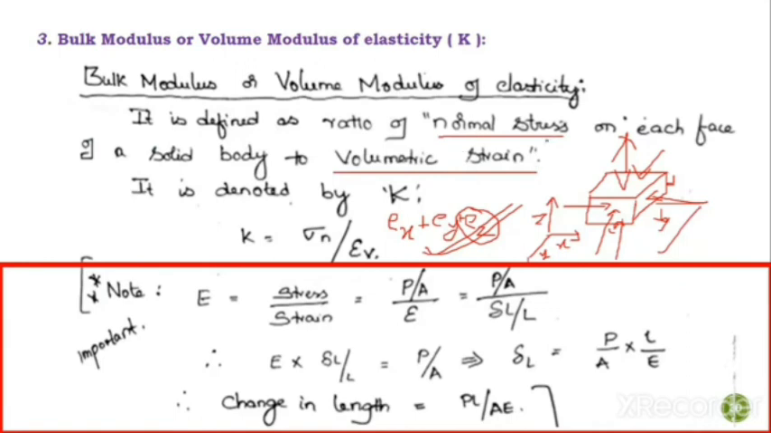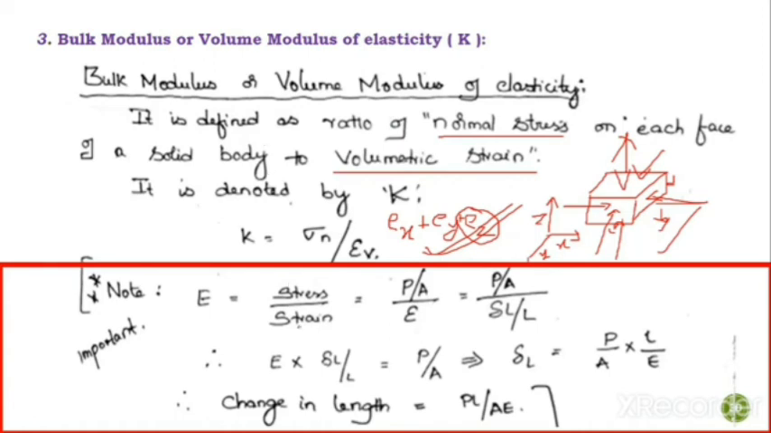What is normal stress? Normal stress is the stress that is caused because of normal forces. See here, each and every force is acting perpendicular to this area, at 90 degrees. When a force is acting at 90 degrees to a surface, to an area, that force is called a normal force. So the stress because of that normal force is called normal stress. With this I am concluding the elastic moduli, plural word, moduli. We have three: Young's modulus, bulk modulus, and rigidity modulus.